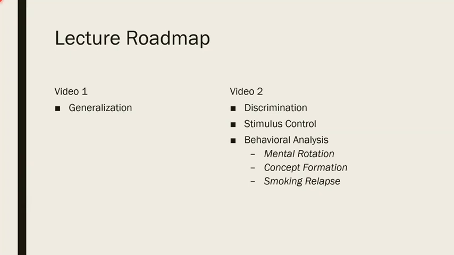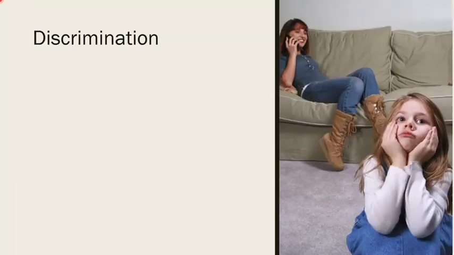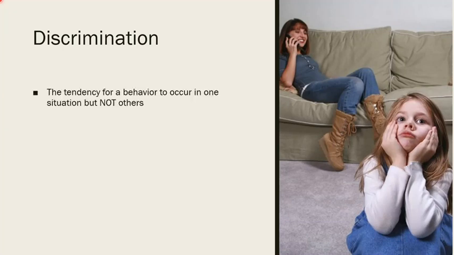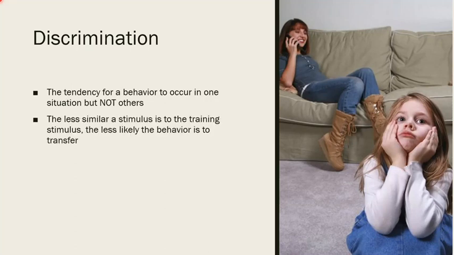Video 2 will continue our discussion by looking at a few other ways that learning changes across contexts. To start, we want to look at the opposite of generalization, which is something called discrimination. Discrimination is the tendency that we have for behavior to occur in one very specific situation and not another.